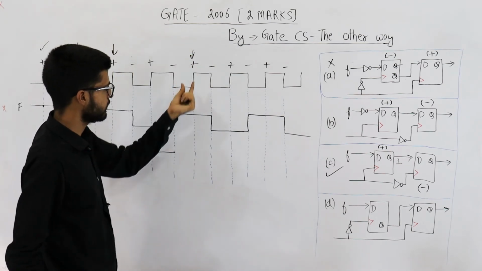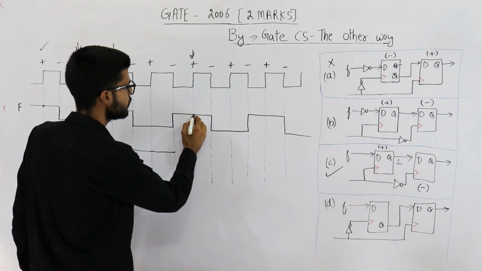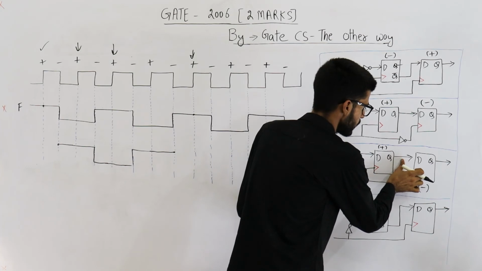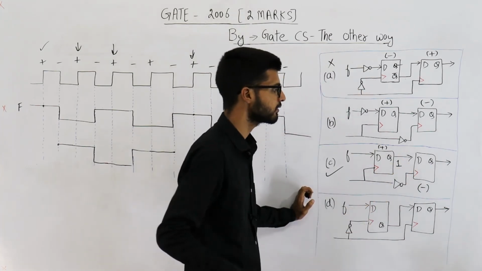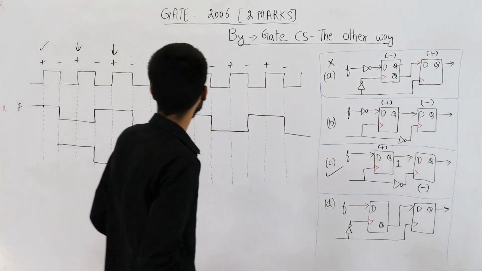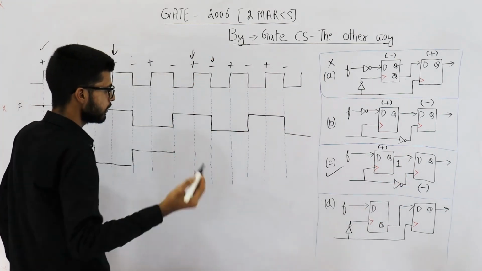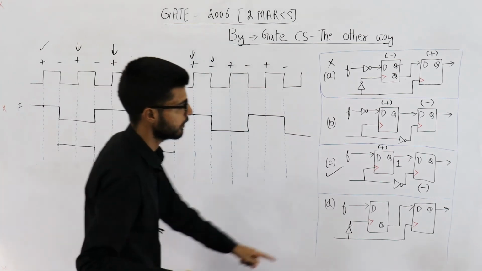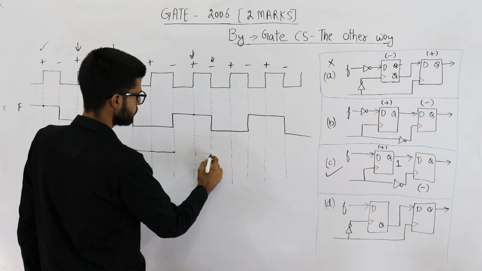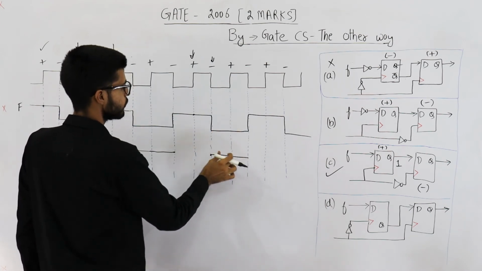Upon this positive edge, first flip-flop is going to copy the value of f. That means 1. So this flip-flop copies 1. Upon next negative edge, this flip-flop is going to copy this value. So upon next negative edge, that means this point, the output will be this, that means 1. So here the output will be 1, like this. For 0, the output is 1.